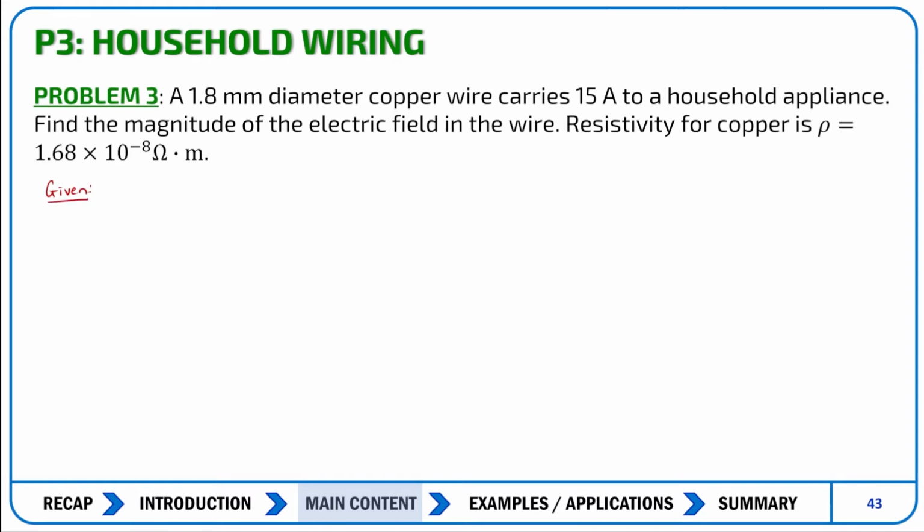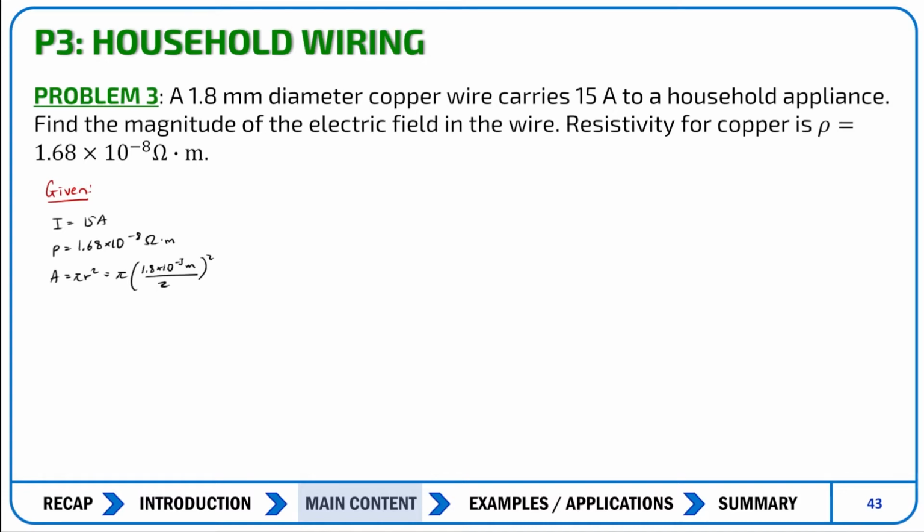We have I being equal to 15 amps. We have the resistivity as 1.68 times 10 to the negative 8 ohm meters. We have a cross-sectional area of pi r squared, which is going to be pi, and then we have a diameter of 1.8 millimeters, so 1.8 times 10 to the negative 3 meters, divided by 2 squared.